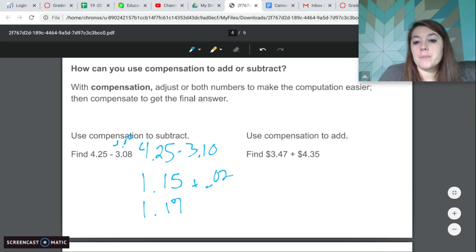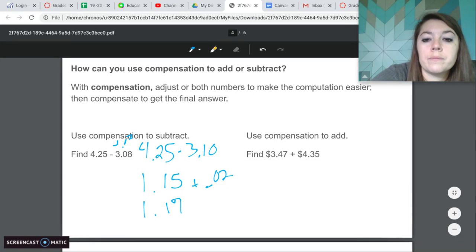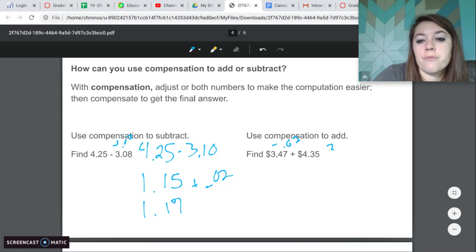All right, for the next one, use compensation to add. So we have $3.47 plus $4.35. We can compensate up or down. So we could add 3 hundredths to this to make it $3.50, or we could take away 2 hundredths and make it $3.45. Either one would work. I'm going to take it away. So subtract 2 hundredths. So instead we have $3.45 plus $4.35.